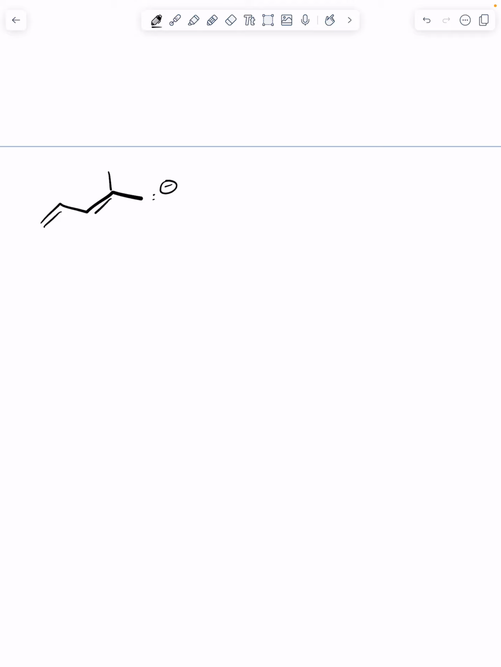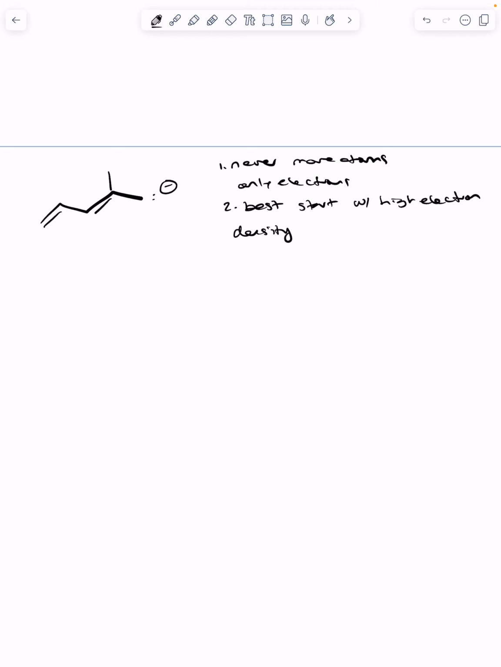So resonance structures have a few rules. One, you can never move atoms, only electrons. And two, it's best to start with areas of high electron density. So that would be lone pairs or double bonds or even triple bonds, but extra bonds.